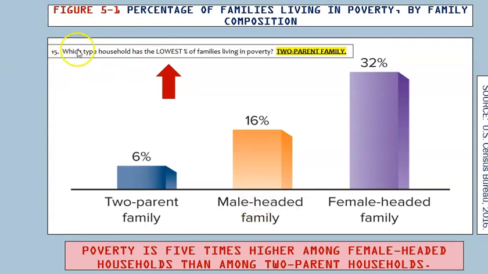So the question that was asked previously is, which type of household has the lowest percentage of families living in poverty? And so you're looking for the lowest percentage, and that would be the two-parent family. So it also notes that poverty is 5 times higher among female-headed households than among two-parent households.